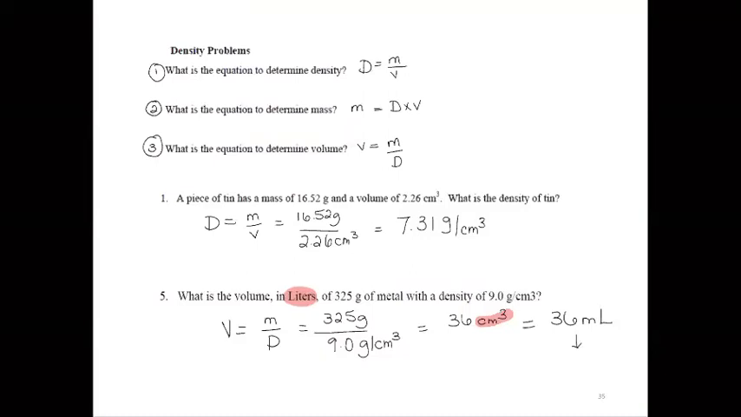And from milliliters, we know how to change it to liters. So metric to metric conversion, 36 milliliters is the same thing as saying 0.036 liters. So when it comes to these problems, please make sure that you read the question and you understand what unit I want you guys to express your answer in. Any questions in density?